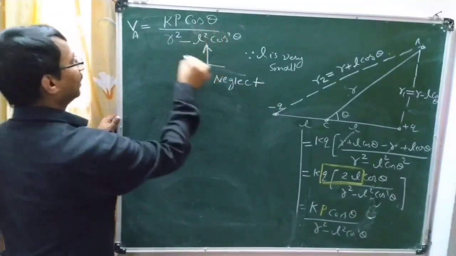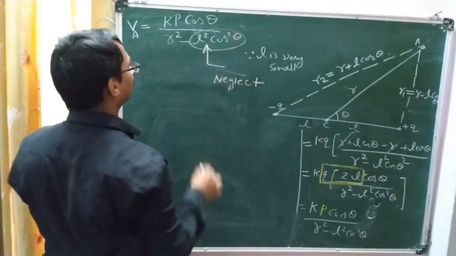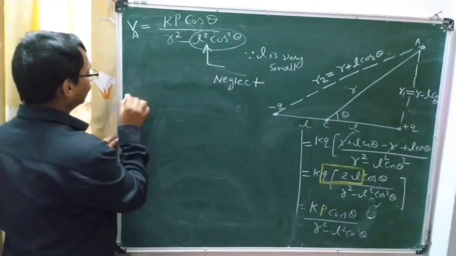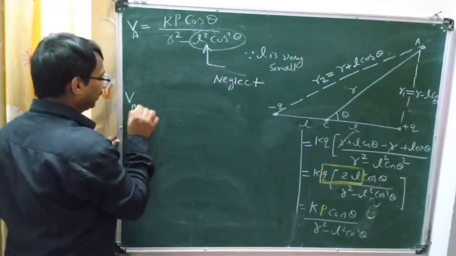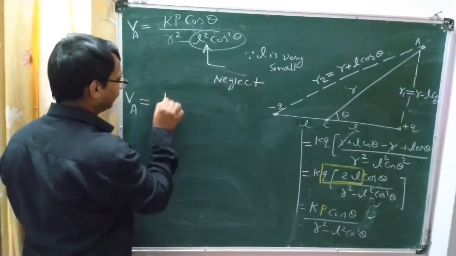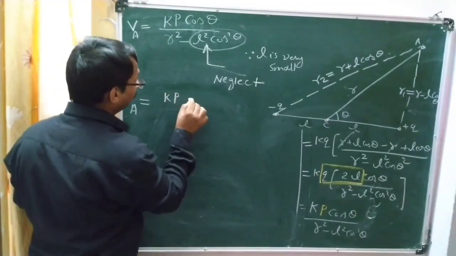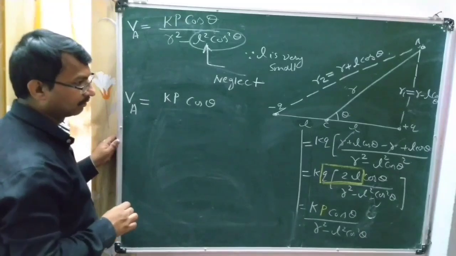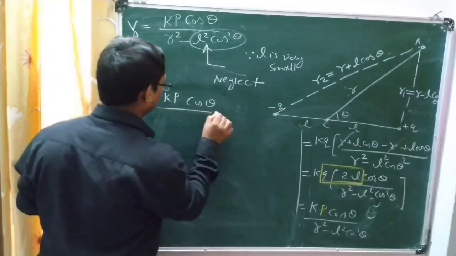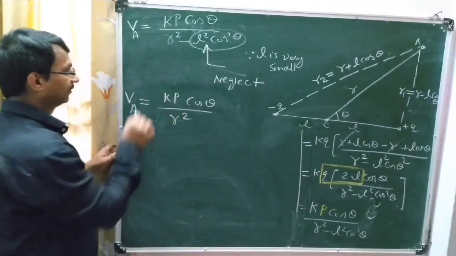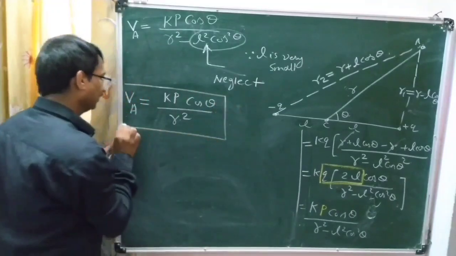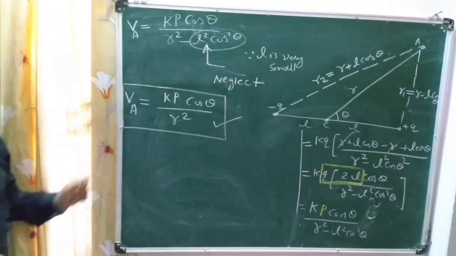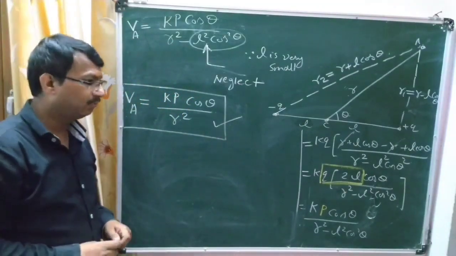On neglecting the term L square cos square theta, because it has a very small value in comparison to r square, the electric potential V at general point A is Kp cos theta upon r square. This is the general formula for electric potential due to a dipole at a general point.